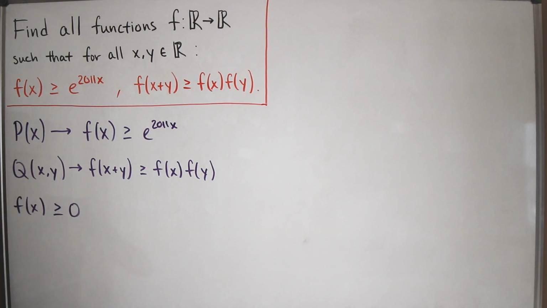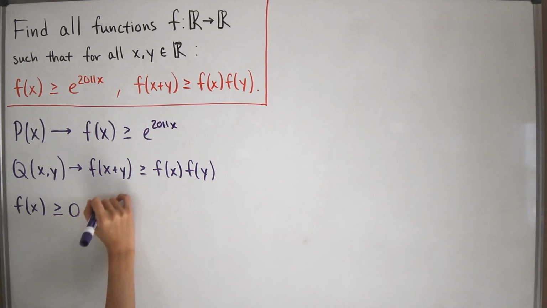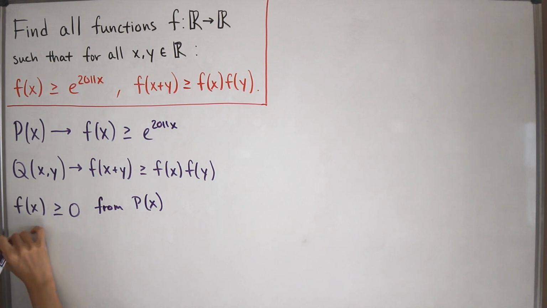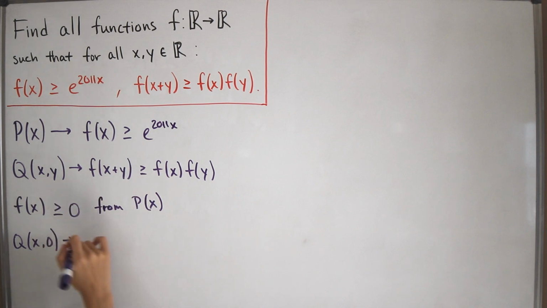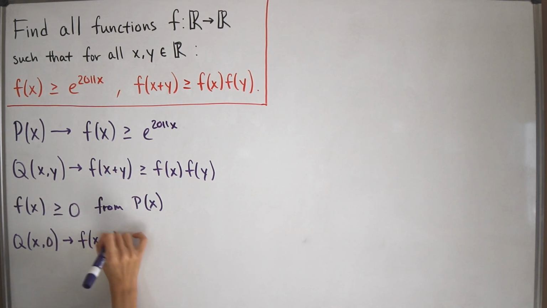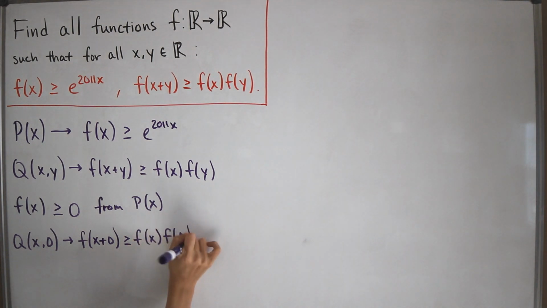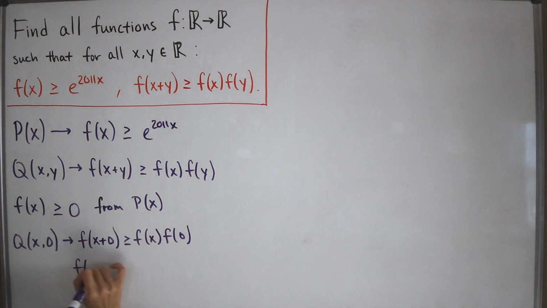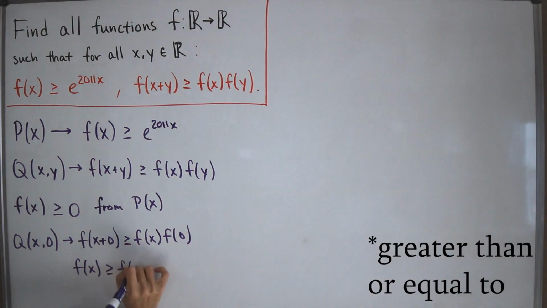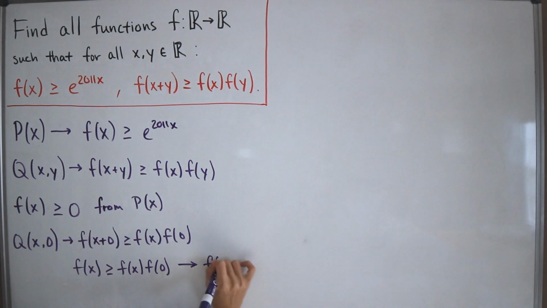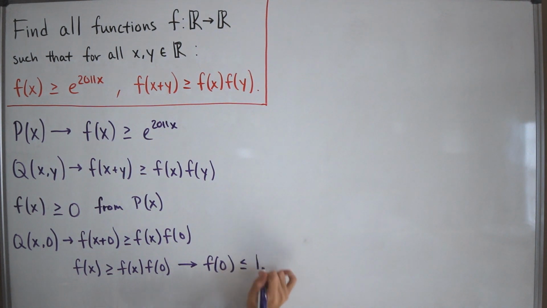What I'm going to do is let y equal 0. So if I plug into q x and then 0, what we'll have is f of x plus 0 greater than or equal to f of x times f of 0. Of course, this is the same thing as f of x greater than or equal to f of x times f of 0. Then I can just divide f of x from both sides, and this will yield f of 0 is less than or equal to 1.